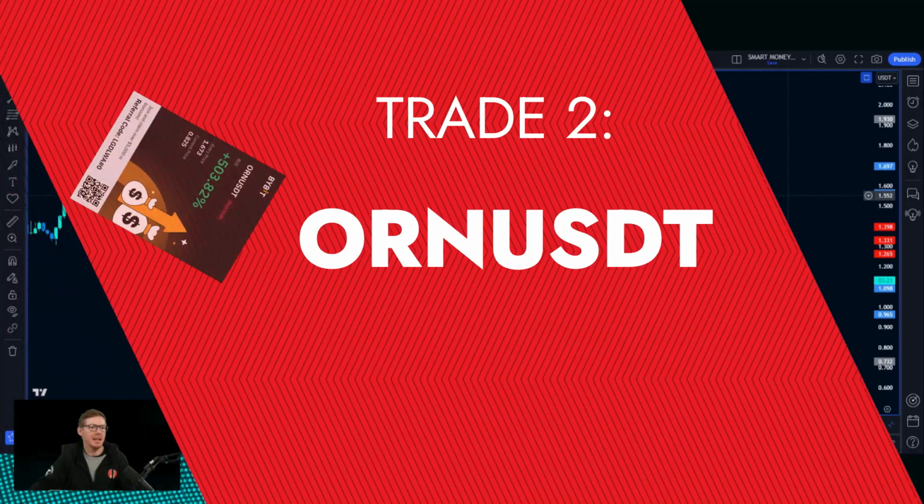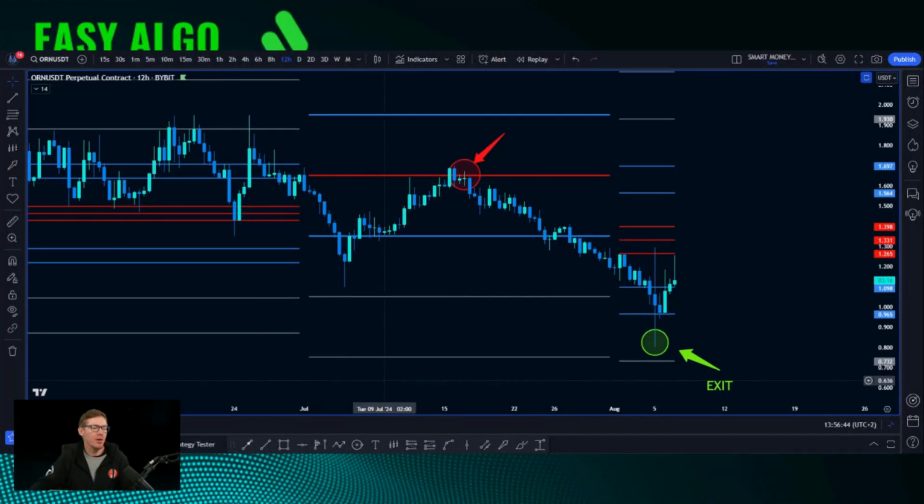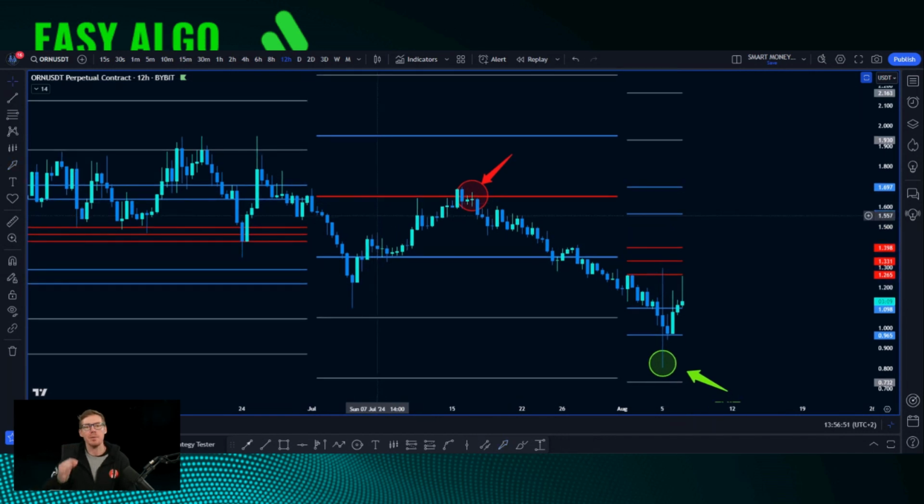Let me take you to the second trade on USDT. You can see over here, guys, look at this. Look how narrow this grid is, guys. This is showing us a very high probability that this token is going to go into a massive trending phase.